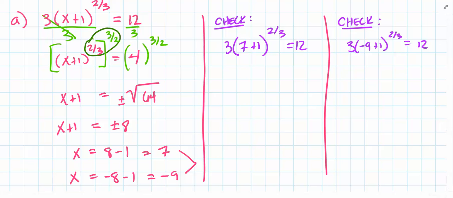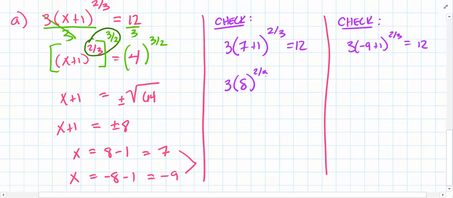So we're going to do, this is 3 times 8 to the 2/3. Is that the same as 12? Well, that's the cube root of 64. The cube root of 64 is 4. 3 times 4 is 12. Yep. 12. Yes, 12 is 12.